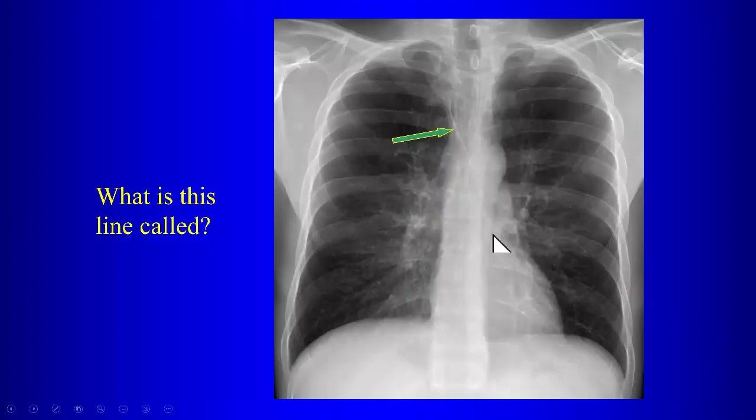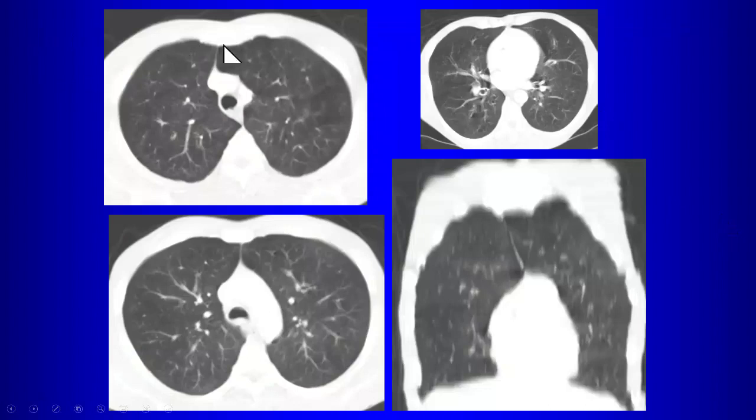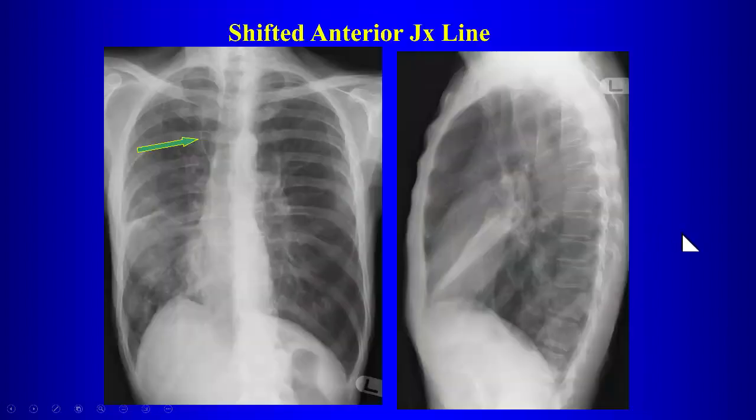Okay? This one is? Anterior. That is the anterior junction line, yes. So that is below the clavicles, comes down anteriorly. It disappears where the heart is because the heart sits in the middle there. So this is where the pleura meet anteriorly. That is the anterior junction line. So here it is where the pleura meet anteriorly. Coming down, you have the heart, so it disappears. So here it is on this coronal CT image. That is the anterior junction line.